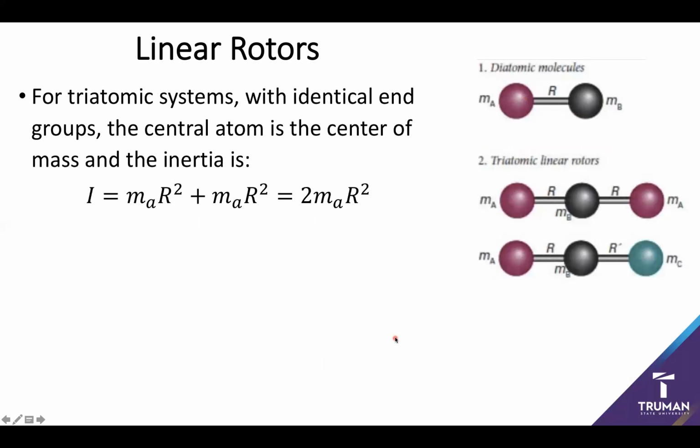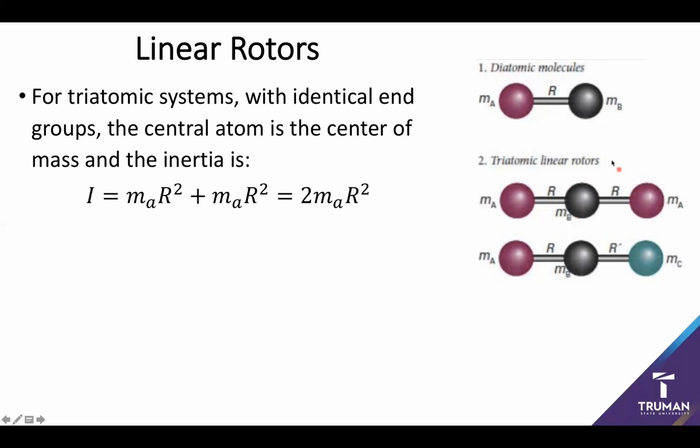However, for triatomic molecules, we have to quickly divide this into two key groups. One is going to be a triatomic linear molecule, where we have identical atoms on the outside. So think about something like carbon dioxide. And then the other one is going to be where we have two different atoms on the ends of the molecule. Think about something like hydrogen cyanide. So the simpler one is going to be with two identical atoms on the end.